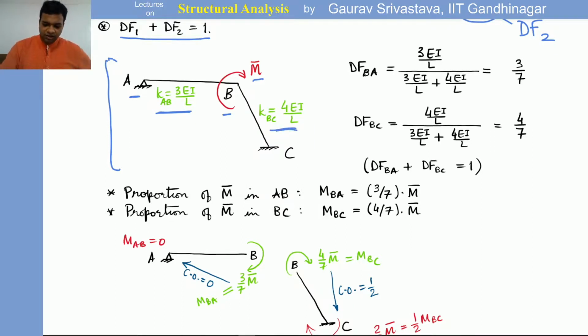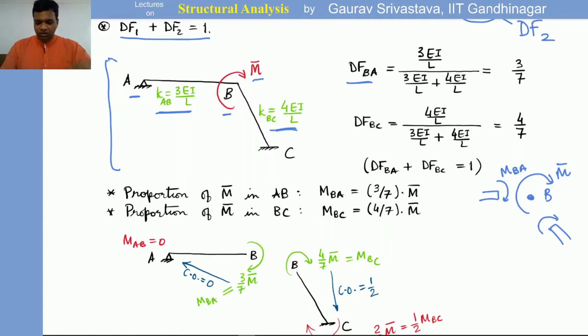So if we calculate the distribution factor of BA, right, at joint B there is a total moment M bar being applied, so there will be some moment which will be taken by MBA, which is towards the A side, and there will be some moment which will be taken by the BC arm. Okay, so one of them we are calling MBA and one of them we are calling MBC. So for us to be able to calculate that, we need the distribution factors at BA and BC.